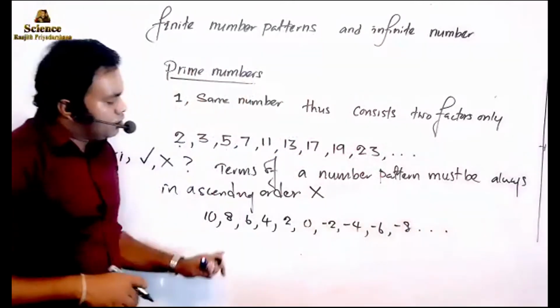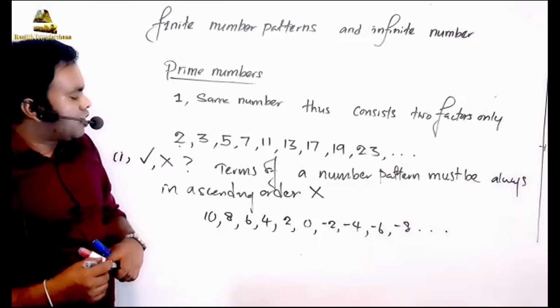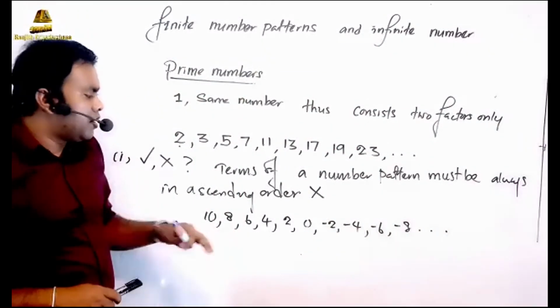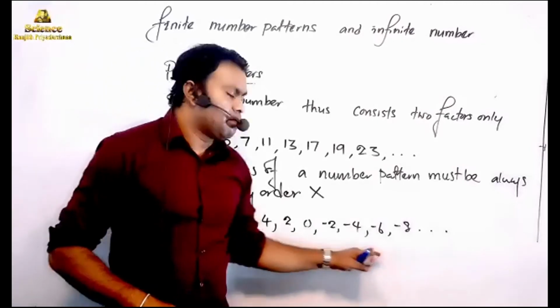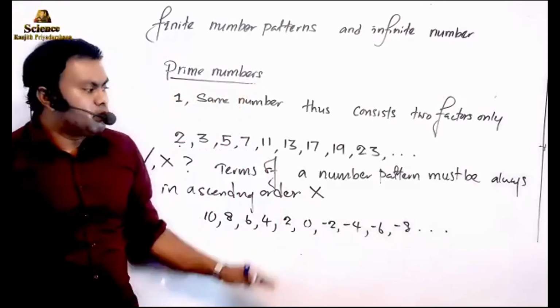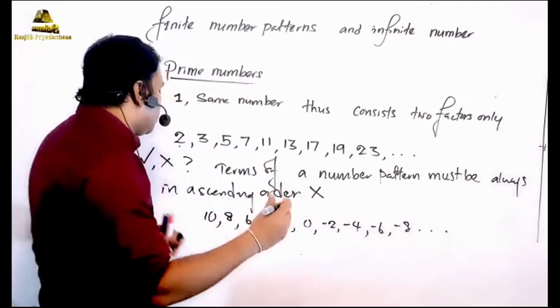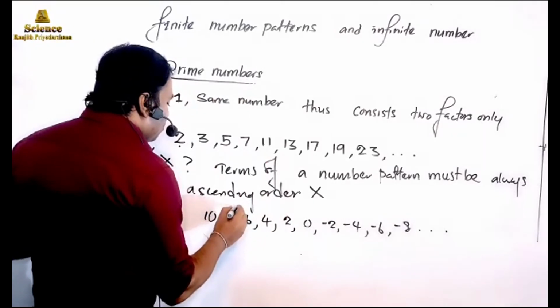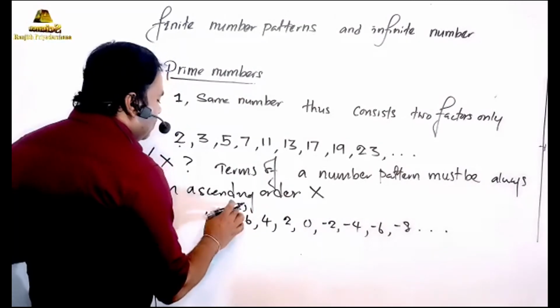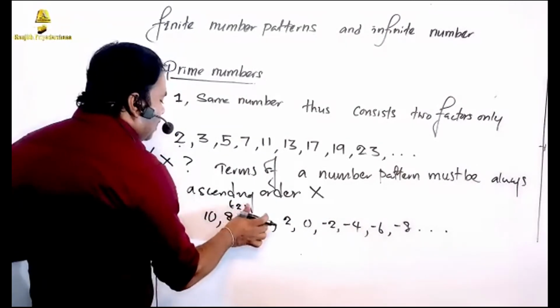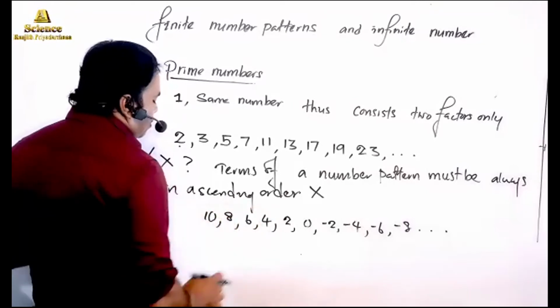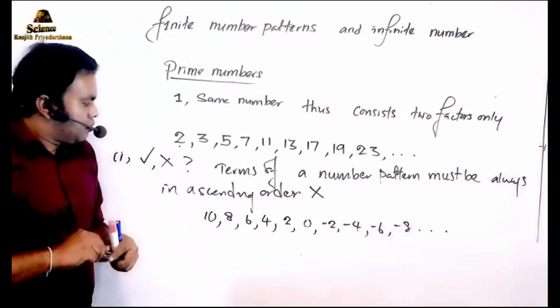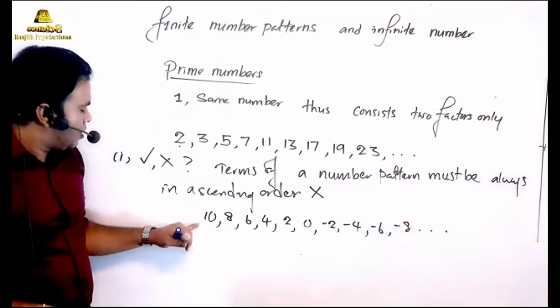So there are some number patterns that start with a higher number and gradually decrease. So these are also number patterns, because its common difference is -2. So you can write it in that way. Okay, so that's -2.